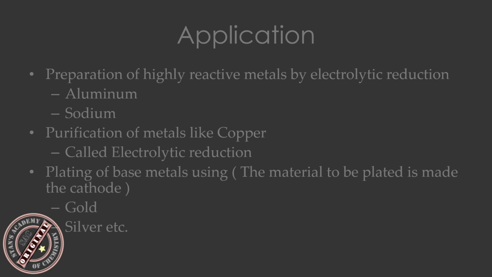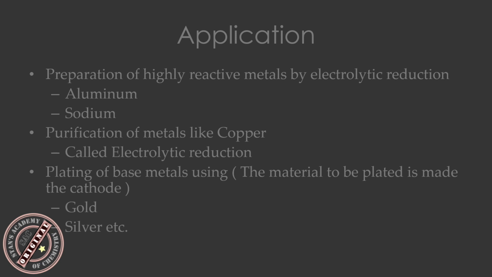Another important application of electrolytic cell is plating of base metals. The chrome-plated bikes like Harley-Davidson or gold-plated ornaments or silver-plated ornaments are usually done using electrolytic cells. The base metal that is to be coated with a shiny metal like chromium or gold or silver is usually the cathode. At the cathode, there is reduction taking place. Therefore, the metal that is going to be deposited actually deposits on the cathode.